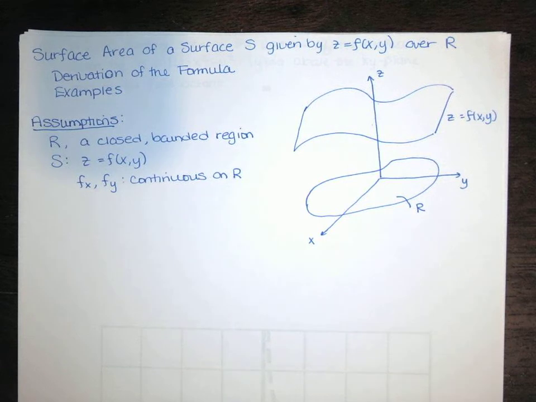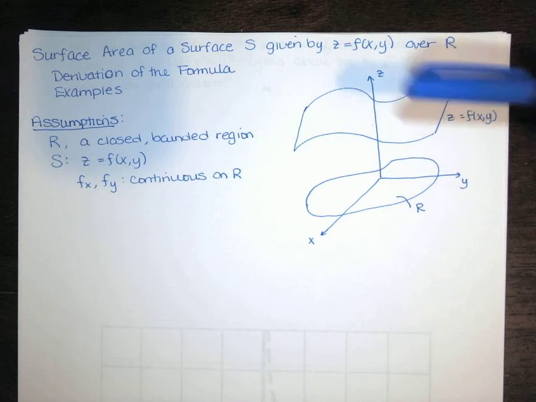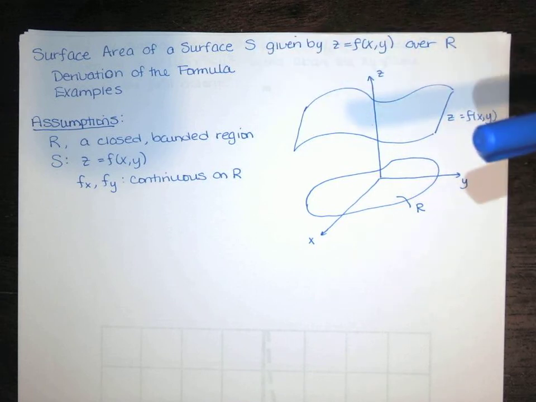Welcome back, guys. In this video, we discuss the surface area of a surface S given by z equals f of x y over a region R. Specifically, we're going to derive the formula for surface area, and then we're also going to do some examples.